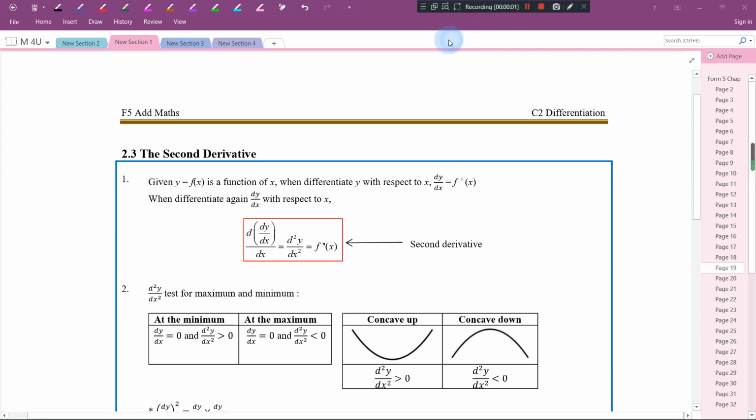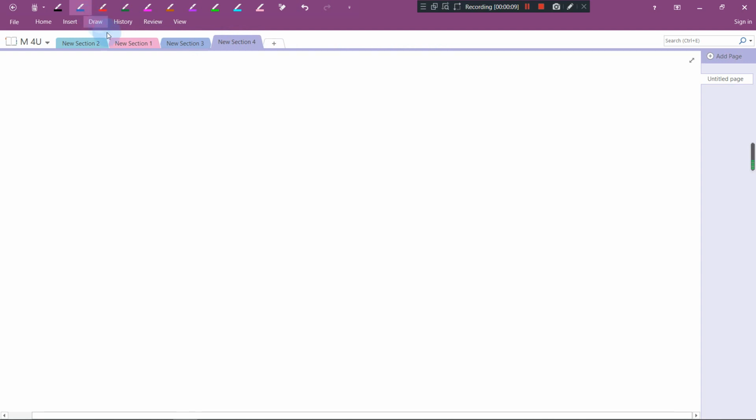Hi everybody, today let's talk about how to find the second derivative and what the second derivative tells us. I hope that you still remember how to find the first derivative. Let's say I have a function y equals 2x squared plus 3x minus 1. If I ask you to find the first derivative, we will represent it by dy by dx.